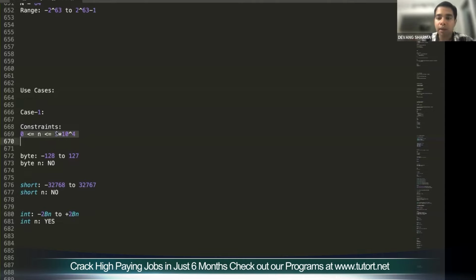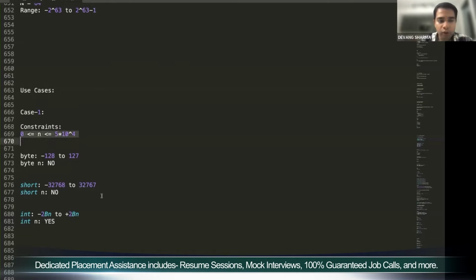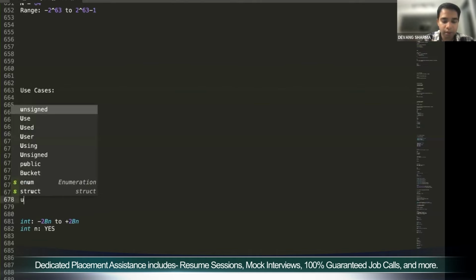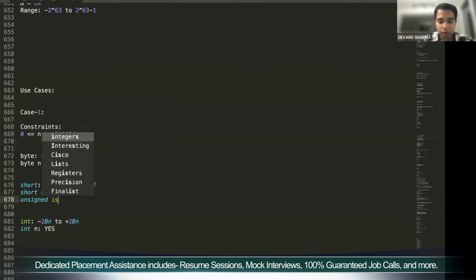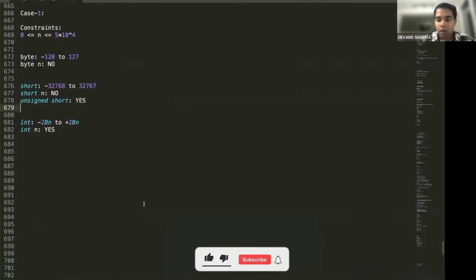This part crystal clear to all? Yes or no? Okay. If you are dealing with only positive values, you can go ahead with unsigned. So if instead of integer, you want to take it as unsigned short, that is correct. That will work. Okay, all right.